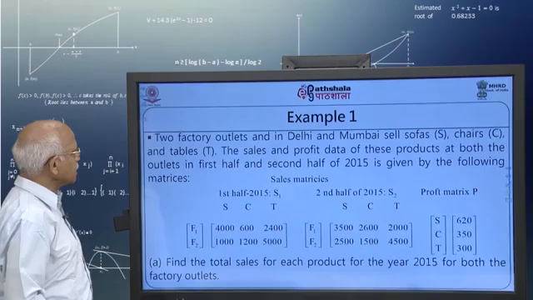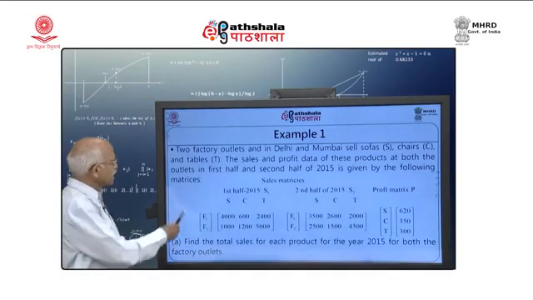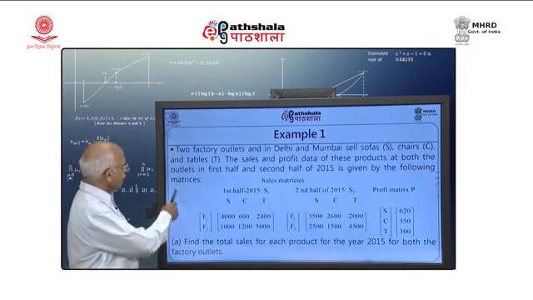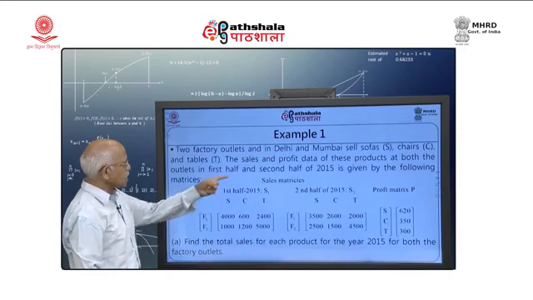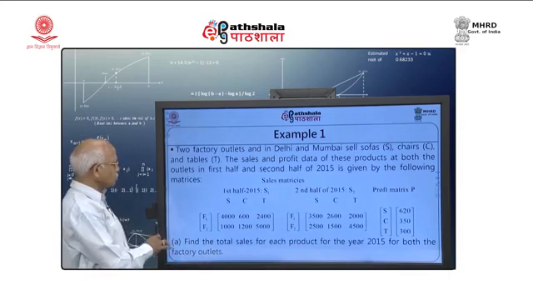For example, let us take example 1. So, what is the use of such matrices? I am just illustrating it by a simple example here. Two factory outlets in Delhi and Mumbai sell sofas, which I am denoting by S, chairs by C and tables by T. The sales and profit data of these products at both the outlets in the first half and second half of 2015 is given by the following matrices.